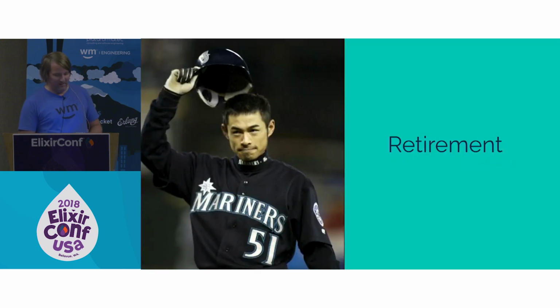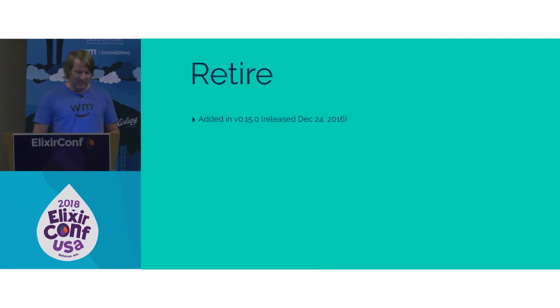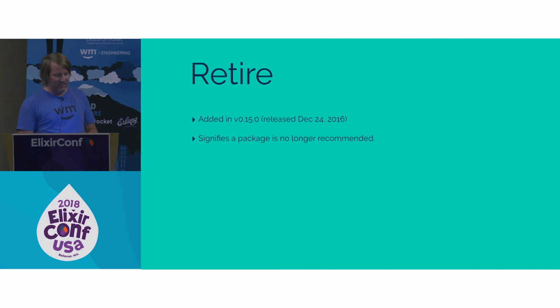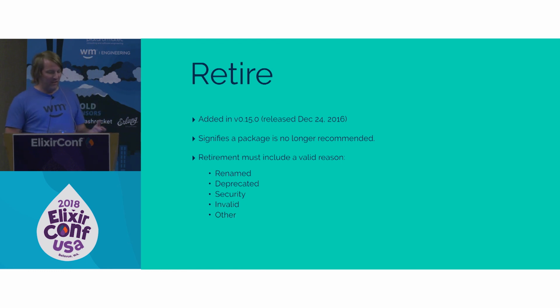All right, retirement. This guy, Yogi Berra. Retiring packages was added in 0.15, so it's almost two years ago. This signifies that a package is no longer recommended. So the maintainer or the owner of the package has deemed it not worthy. When you retire something, you have to include a valid reason. There are five valid reasons: other, renamed, deprecated, security, and invalid. And there's also the option of adding a message.